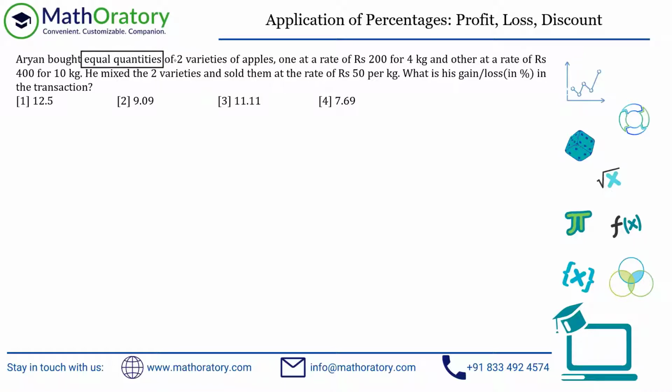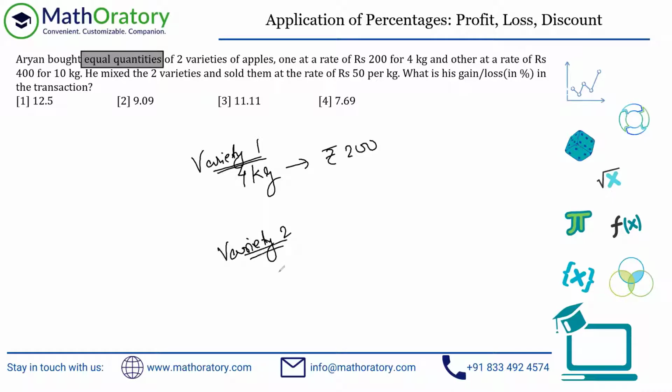The question says, the premise says that he's buying equal quantities of two varieties of apples. So do not assume that he's actually buying 4 kilo and 10 kilo. This is not the case. This is the rate. What it means is every 4 kilo that he buys of variety 1 should cost him rupees 200. So this is what the premise is talking about. It could be that he actually bought 40 kilos or 60 kilos or whatever it is. But the main thing is that he is buying equal quantity of these two varieties.